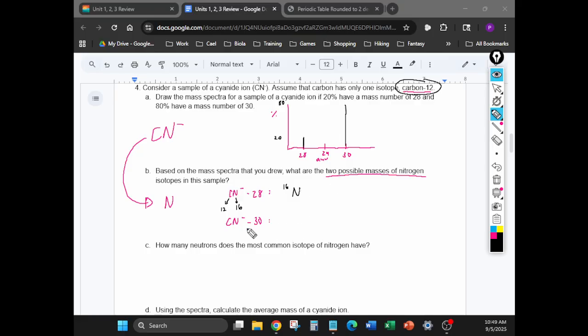For the other one, again, carbon has to be 12, and that means nitrogen here has to be 18. So those are the two isotopes of nitrogen. It gives you that carbon has to be 12, so the difference comes from the nitrogen, and you just do subtraction. Again, you will have a question like this on your exam, so just keep that in mind.